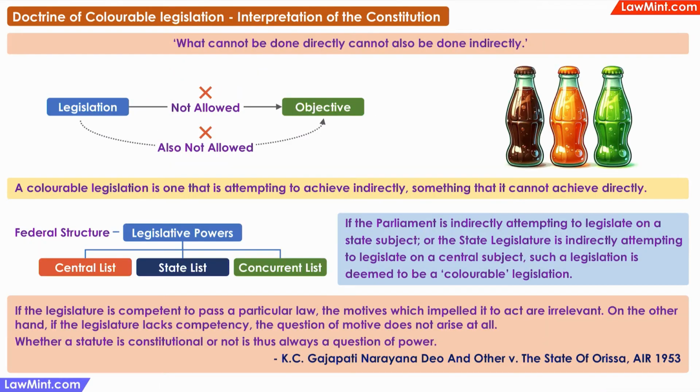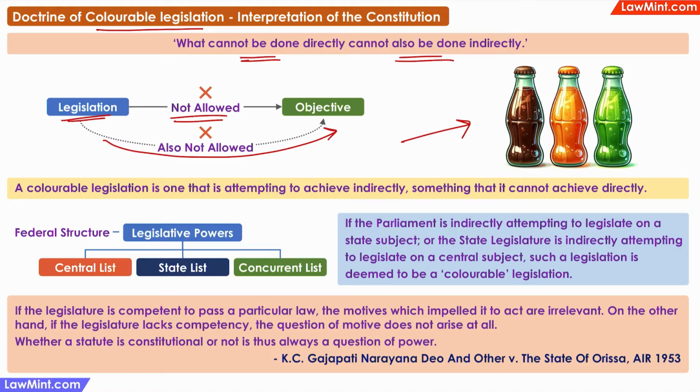The doctrine of colourable legislation is based on the principle that what cannot be done directly cannot also be done indirectly. So, a colourable legislation is a statute which is attempting to achieve something indirectly that it cannot achieve directly. For example, if the parliament wants to ban the sale of soft drinks, but if it does not have the jurisdiction to do so, then it cannot pass a law to directly ban the sale of soft drinks.